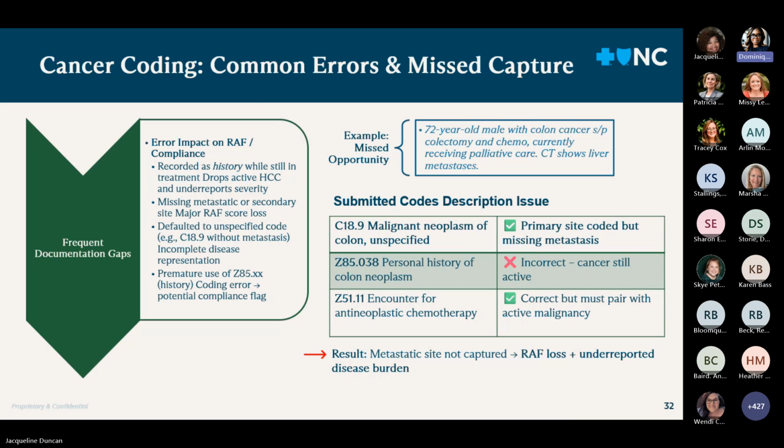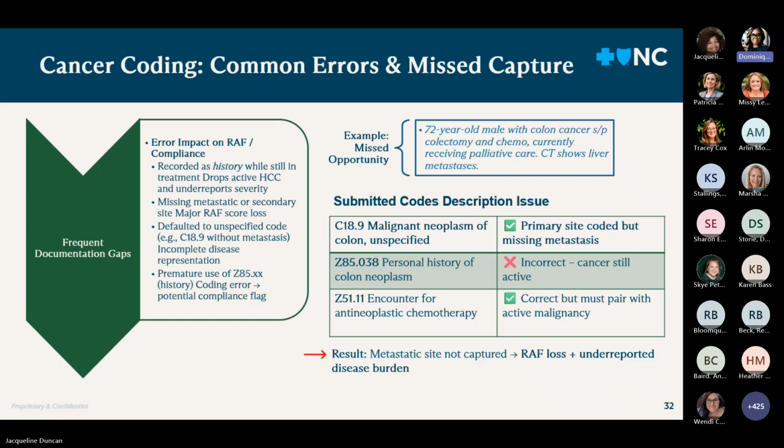with both the primary malignancy code, C18.9, and the metastatic site code, C78.7, supported by the chemotherapy encounter code, Z51.11. If we instead use only the primary cancer code, or worse, a historical code, we severely understate the patient's disease burden and misrepresent the intensity of services the patient requires. Accurate cancer documentation should always capture stage, metastatic involvement, and whether the cancer is active versus in remission.